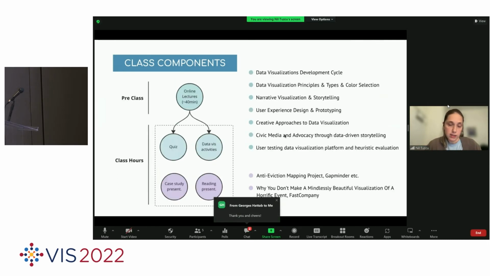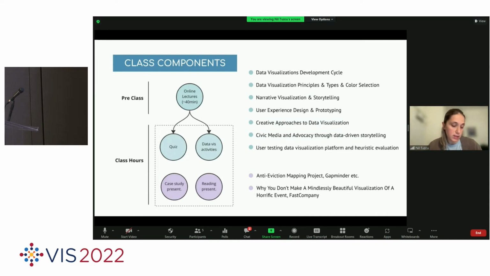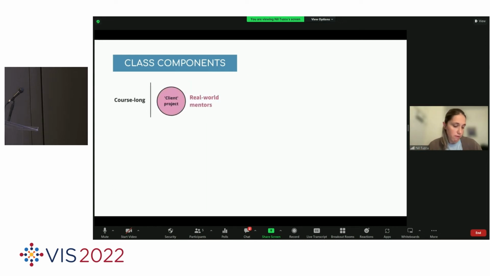Lectures and activities introduced a variety of topics from narrative design to user testing to accessibility to data privacy. We also analyzed sample projects that combine data visualization and social impact discourse, such as anti-eviction mapping projects or Gapminder. And finally, the most essential component of the class was the client projects, where students in pairs work with mission-driven organizations who already have some data and help with that.